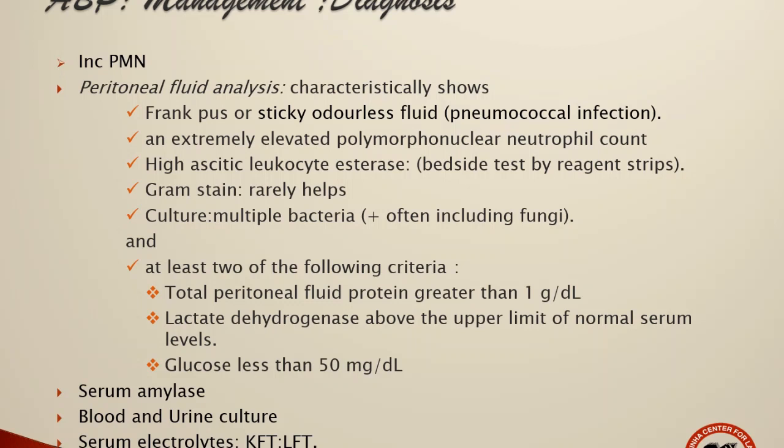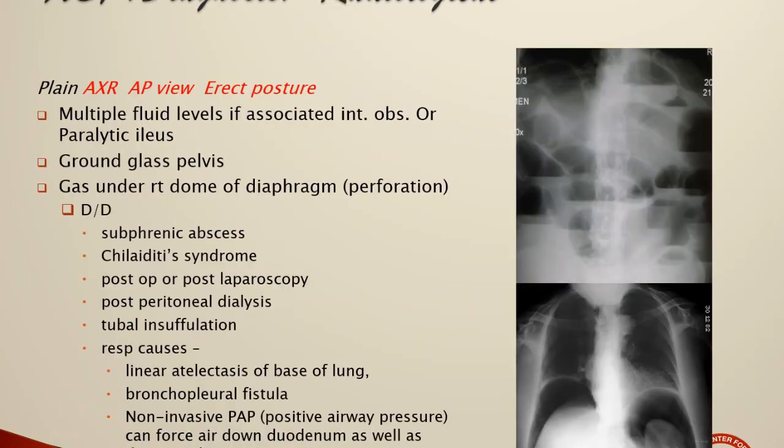Serum amylase, especially in those patients where it's secondary to acute pancreatitis, that means the bacterial peritonitis secondary to acute pancreatitis. Blood and urine culture, and serum electrolytes, liver function test, and kidney function test are all essential additions which need to be done in all these patients.